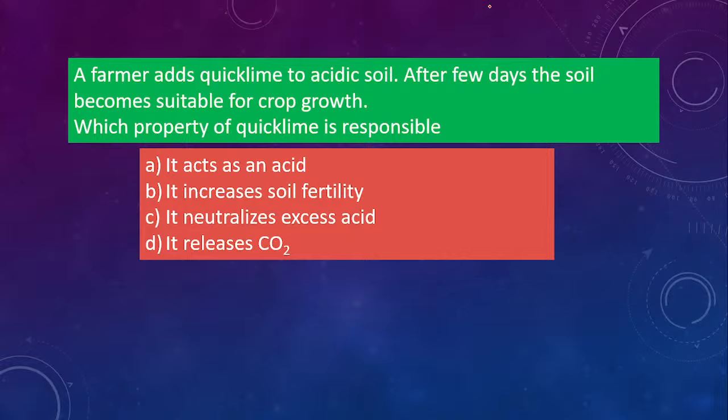Option A, it acts as an acid. Option B, it increases soil fertility. Option C, it neutralizes excess acid. Option D, it releases carbon dioxide. This is an easy one. Tell me, why does a farmer add quicklime to acidic soil? The soil is acidic, now he is adding quicklime. So you have to know the property of quicklime, whether it is acidic or base.